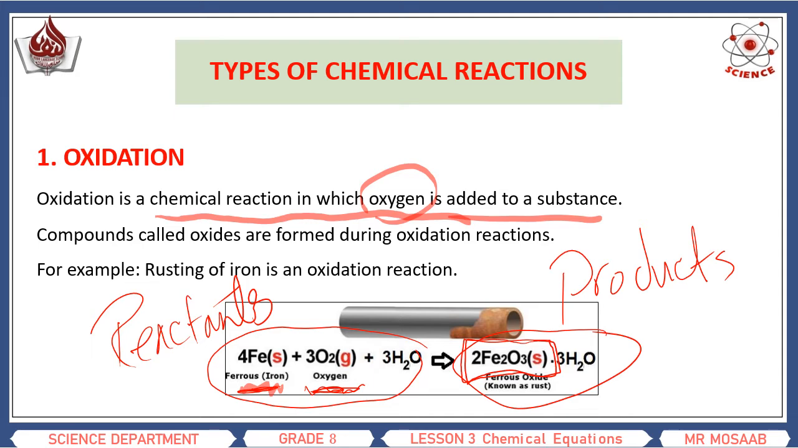So how to know that this equation or this reaction is an oxidation reaction? You will find oxygen alone in the reactant side, then added to another substance in the product side. So for example, rusting of iron is a very famous reaction. Rusting of iron is an oxidation reaction.